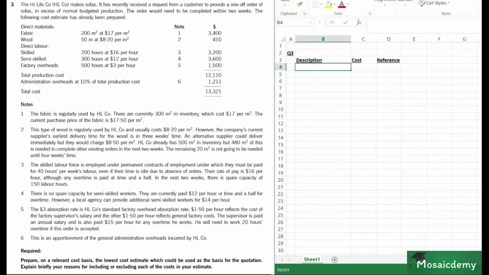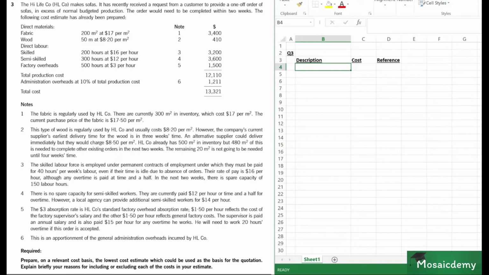So just for a quick briefing, let's look at the description up below. It says High Life Co. makes sofas. It has recently received a request from a customer to provide a one-off order of sofas in excess of normal budgeted production, blah, blah, blah. Complete the order in 2 weeks. The following estimate has been made, right? It's all fluff, okay? So this is the important part. So let's start with the notes.